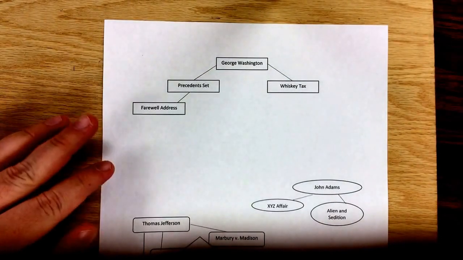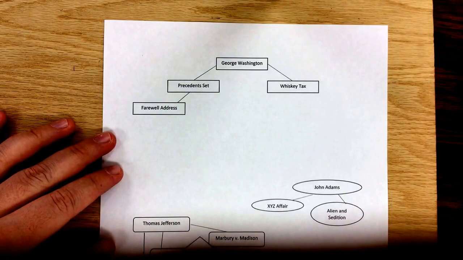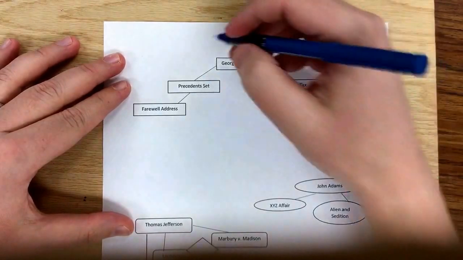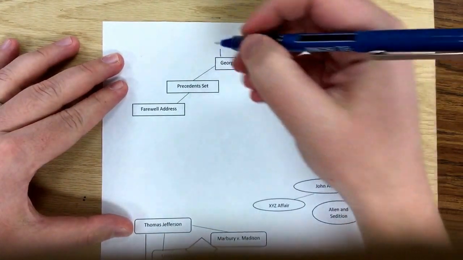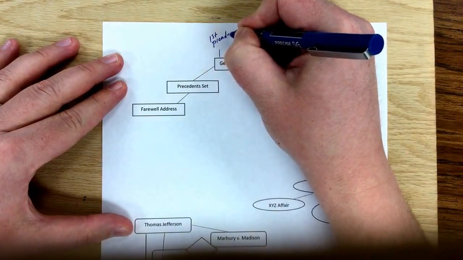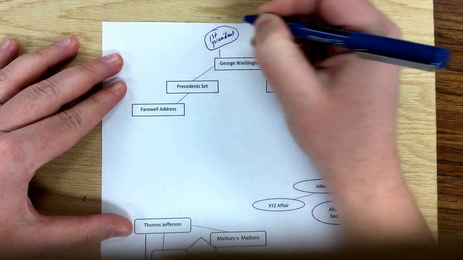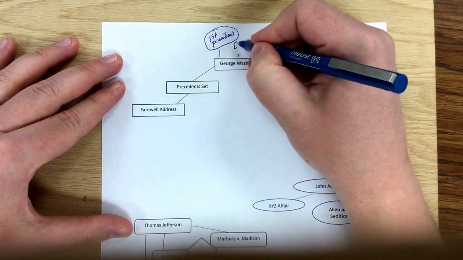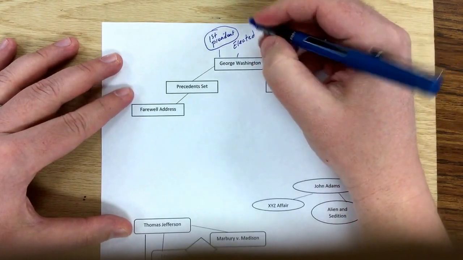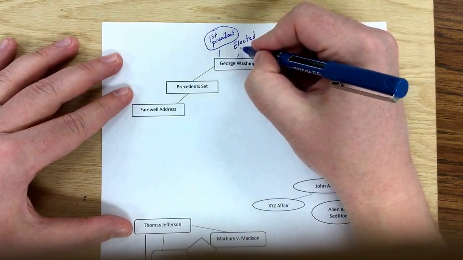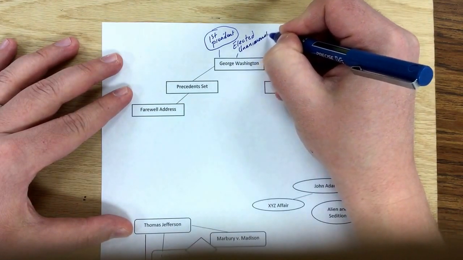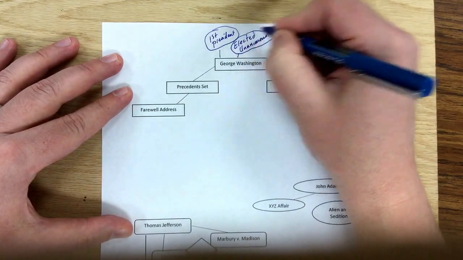This is going to be part one of your bubble map review for the Early Republic unit. We're going to start by talking about George Washington, things that we know about him. He is our first president, of course. He was elected unanimously. And remember, unanimously means that every single person that could vote did vote for him.